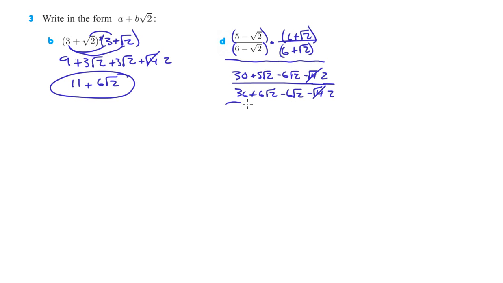Okay, and then now we can simplify. 30 and negative 2 is 32. And then 5 root 2 minus 6 root 2 is a negative root 2 in the numerator, which is fine. The positive 6 root 2 and the negative 6 root 2 cancel each other out. 36 minus 2 gives us 34. So we just have 32 minus root 2 all over 34.